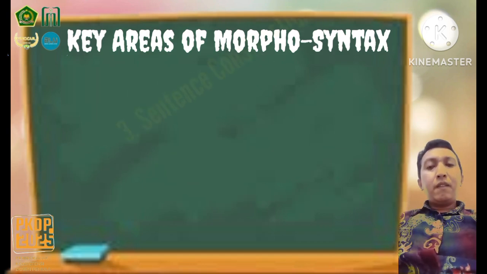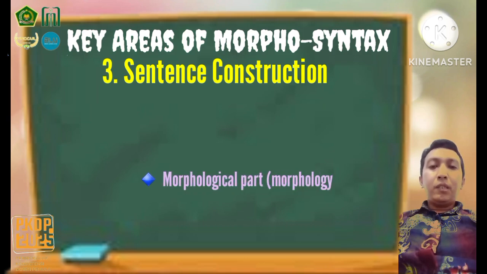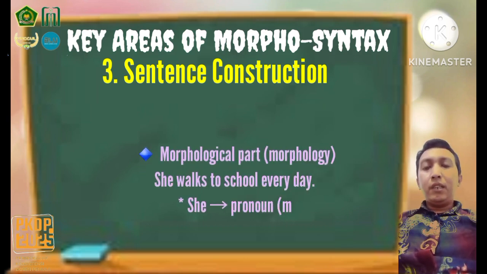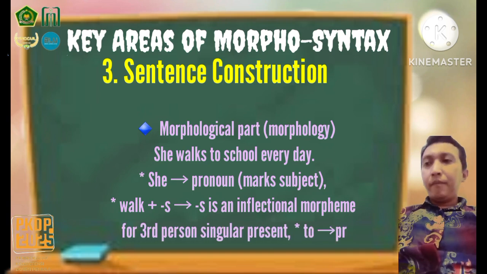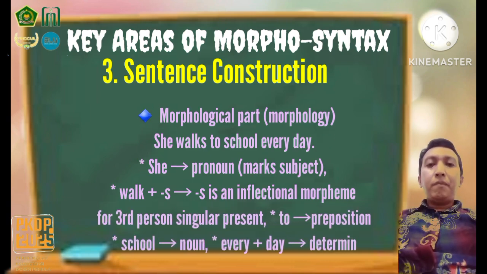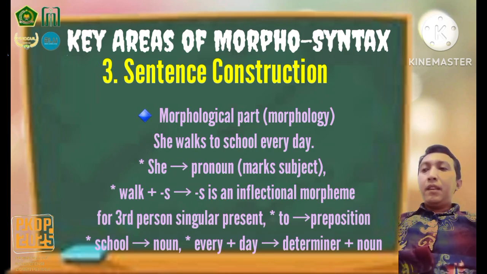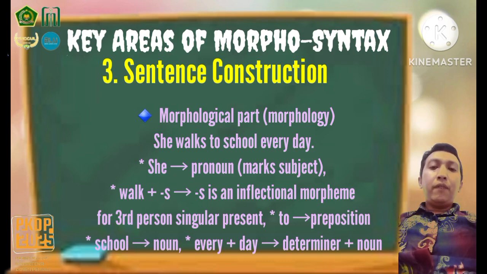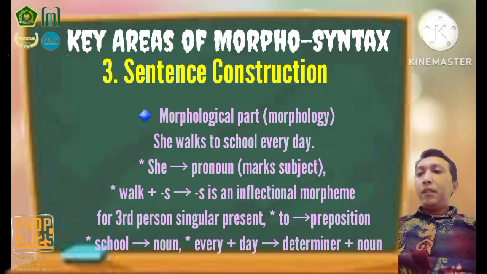The third key area of morphosyntax is sentence construction. The first one is the morphological part, as in the example sentence, she walks to school every day. Here, she in the word class is a pronoun, and it marks the subject in the sentence. And the next one is walk, added with the suffix s. S here is the inflectional morpheme, because there is the subject she, the third person singular present.